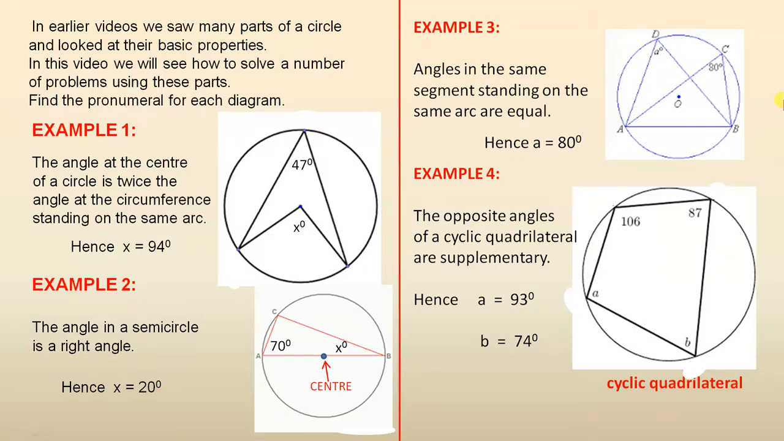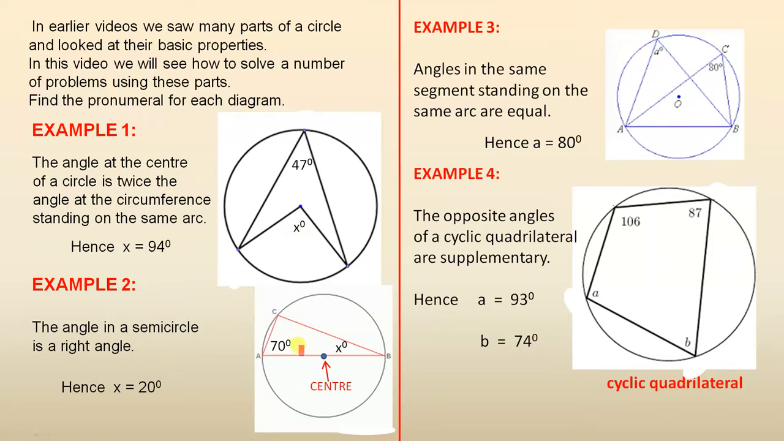Example 1. So we have here this diagram. Now when we look at that diagram, this is the rule pertaining to that diagram, and it says that the angle at the center of a circle is twice the angle at the circumference standing on the same arc. So here is the angle at the center of the circle, there is the angle at the circumference. So by the rule, this angle here is 94 degrees. 2 times 47 is 94.